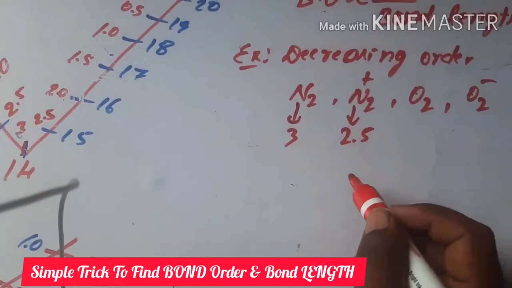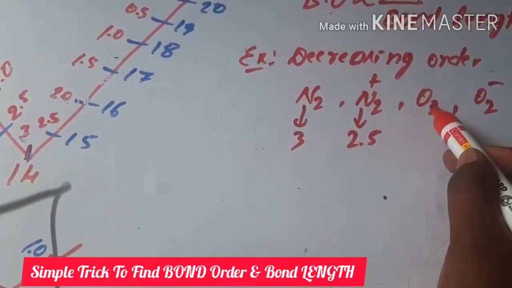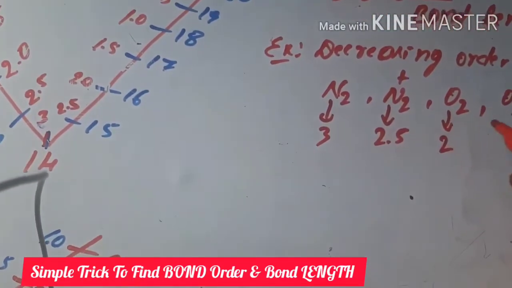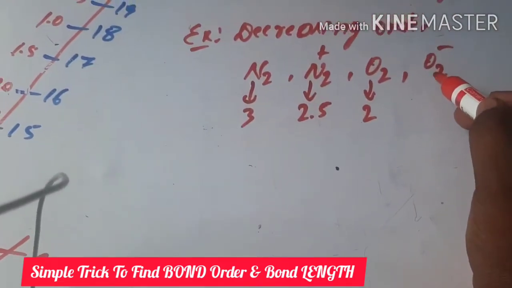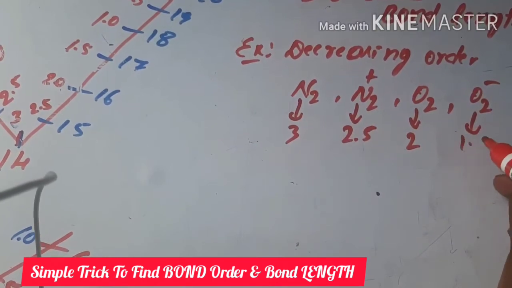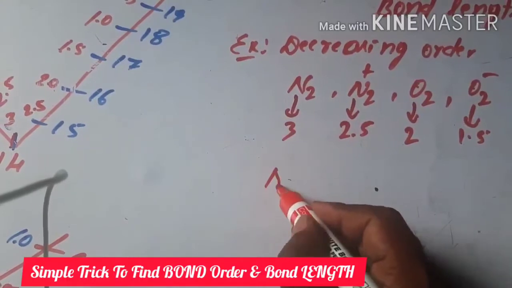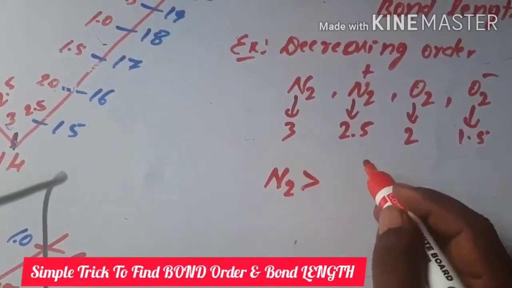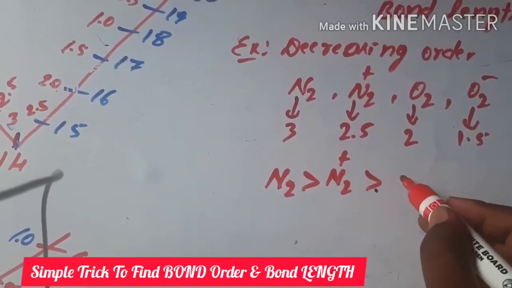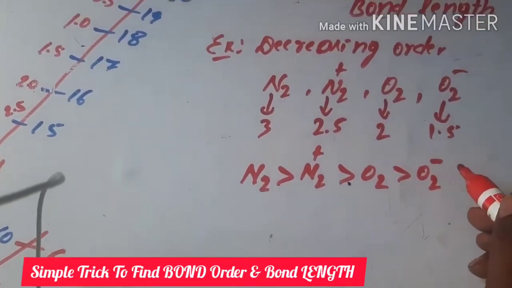And then for N2 plus, 14 minus 1, 13, the bond order is 2.5. And then for O2, 8 into 2, 16. For 16, the bond order is 2. And then O2 minus, 16 plus 1, 17. The bond order is 1.5. Then the decreasing order of bond order is N2 greater than N2 plus greater than O2 greater than O2 minus.